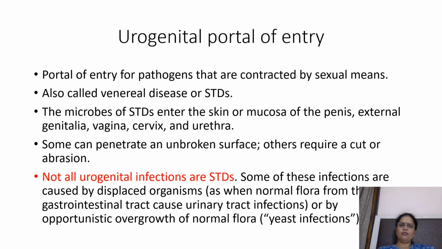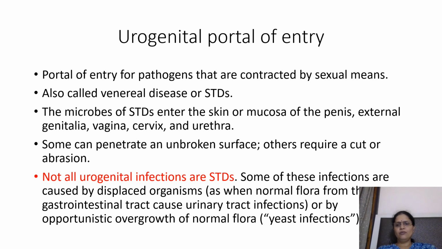Usually through this route, the organisms are contracted by sexual means, that is by sexual intercourse. The organisms will enter these routes, and that is why the disease itself is called sexually transmitted disease or venereal disease. This was a very old term, venereal disease, but nowadays it has been replaced by sexually transmitted disease or STDs. And the microbes usually enter this region through the skin or mucosa of the penis, external genitalia, vagina, cervix, and urethra.